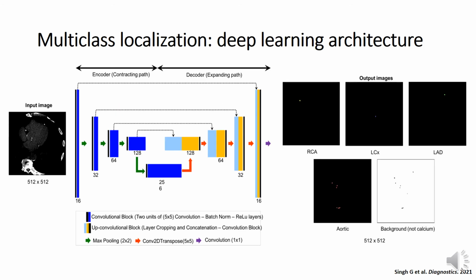Measuring the calcium score takes time, and in a busy clinical workflow, it can take away significant time from actual patient care. Several groups have investigated the use of deep learning for automated segmentation and calculation of the calcium score. In this analysis by Singh and colleagues, a set of 512 by 512 input images were fed into a modified UNet model with an encoder and a decoder unit. The output was a segmentation mask identifying the presence of calcium in any of the major coronary arteries, the aorta, and any background noise.